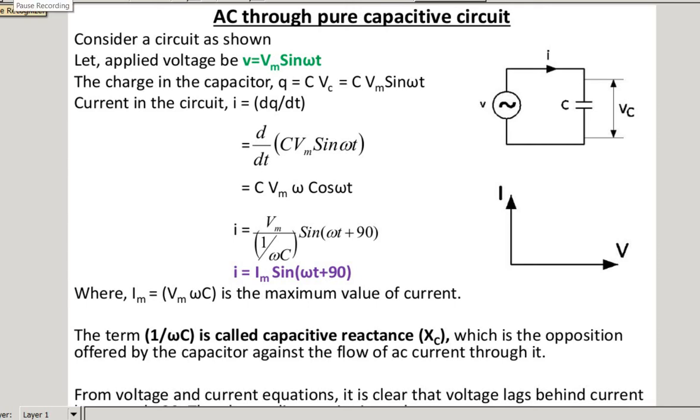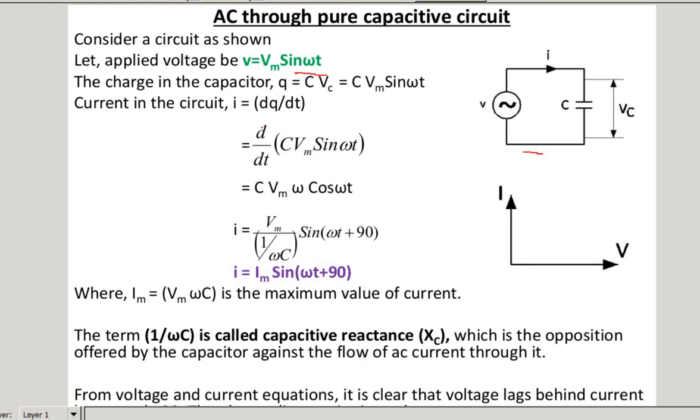Welcome to today's class. Today we are going to discuss AC through a pure capacitive circuit. Here you can see a purely capacitive circuit in the figure. A capacitor is connected to an AC voltage source and a current I is passing through the capacitor. The voltage across the capacitor is given by Vc. We can write the applied input voltage, which is an AC voltage, as V equal to Vm sin omega t.